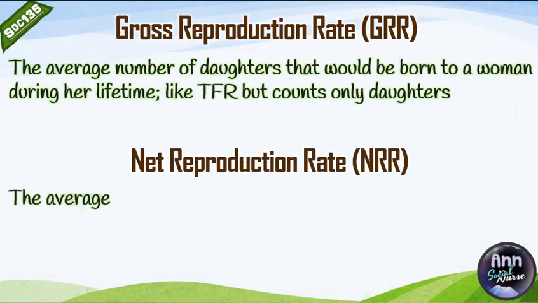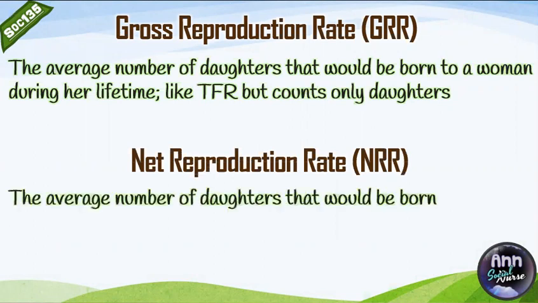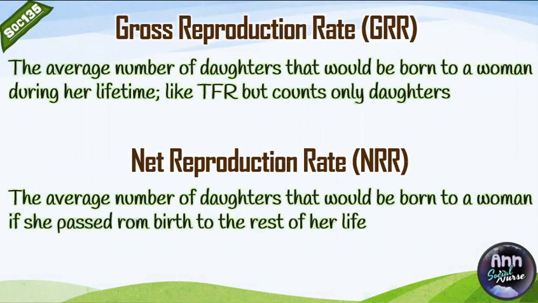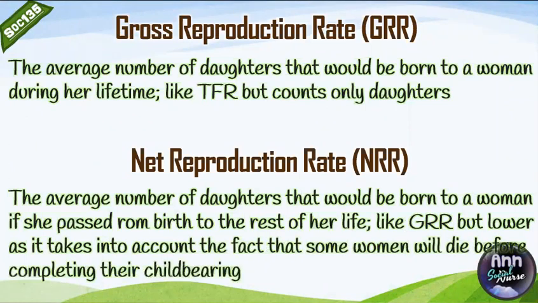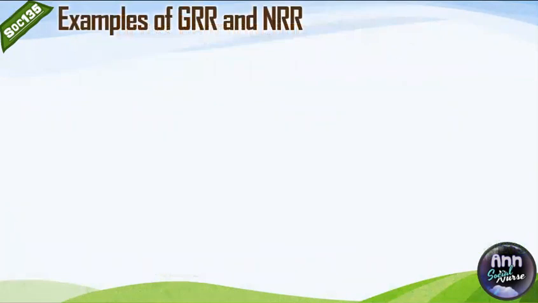The net reproduction rate is the average number of daughters that would be born to a woman if she passed from birth to the rest of her life. Like GRR, but lower, as it takes into account the fact that some women will die before completing their childbearing years. Like the childbearing years would be from 15 years to 49 years old. And if a woman dies at 35, so it will be NRR.